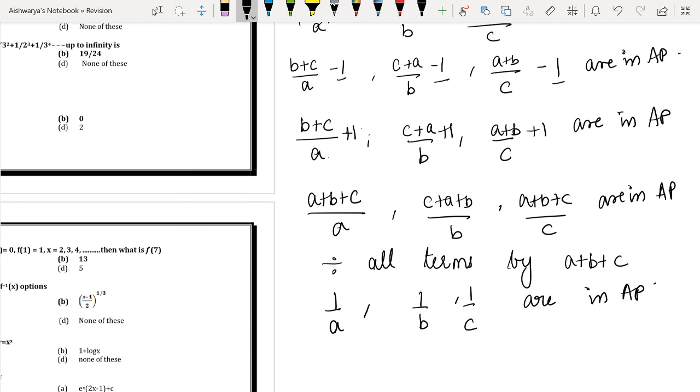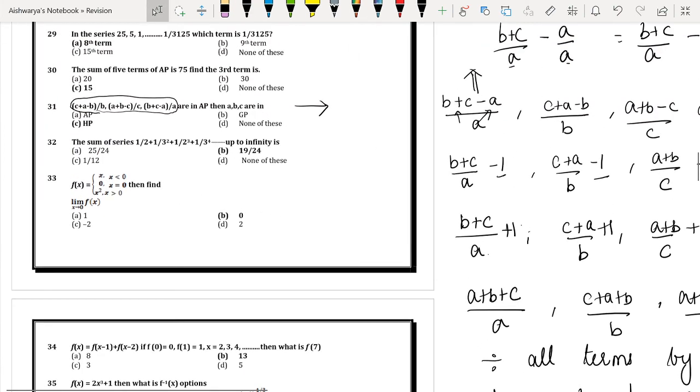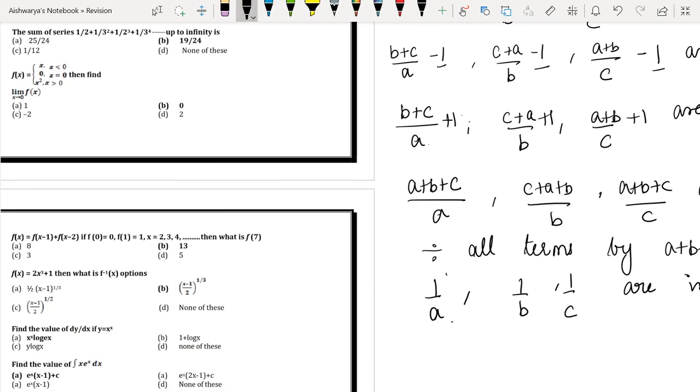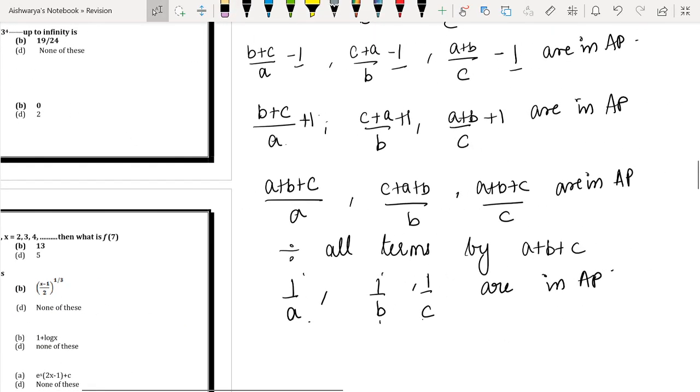Now what was the question asking for? Question was asking what is a, b, c? Now that you know 1/a, 1/b, 1/c is in AP, the reverse of it, a, comma b, comma c is in HP. I've told you HP progression, they will not ask much except for this last particular thing.